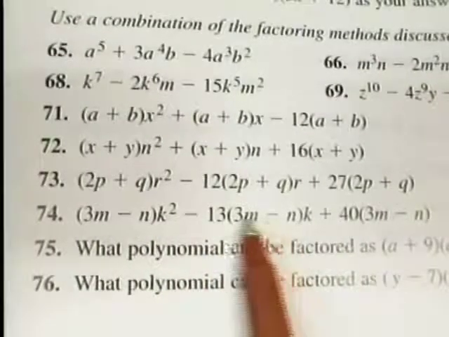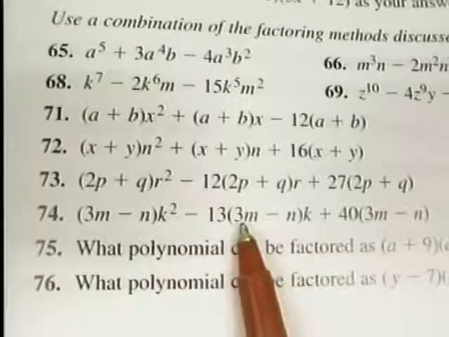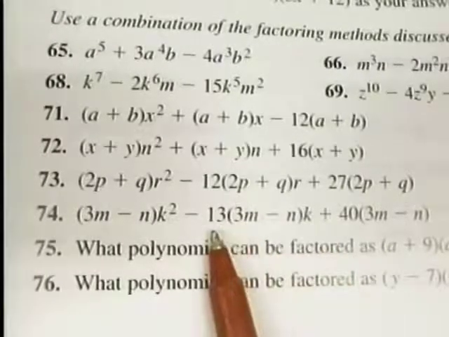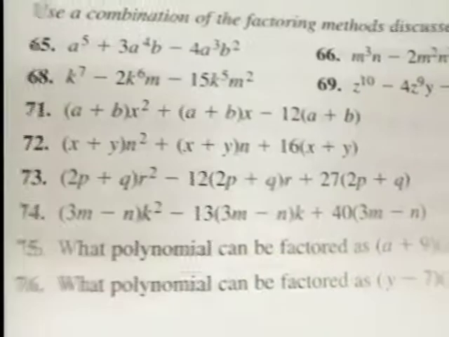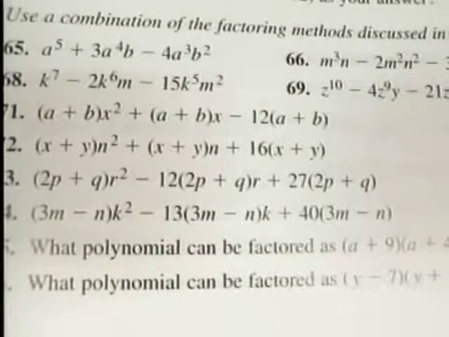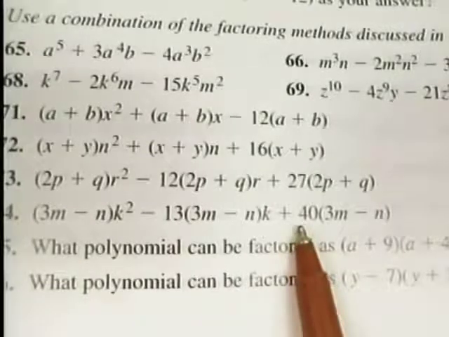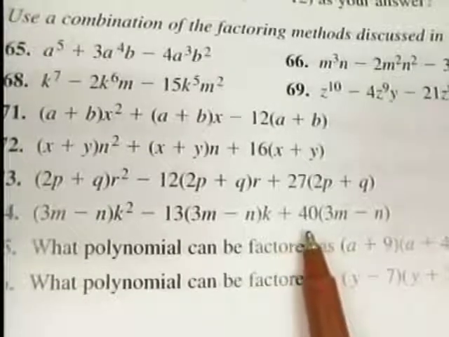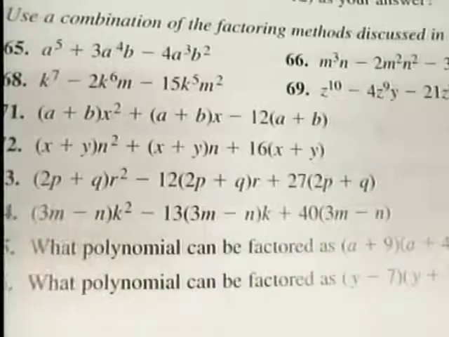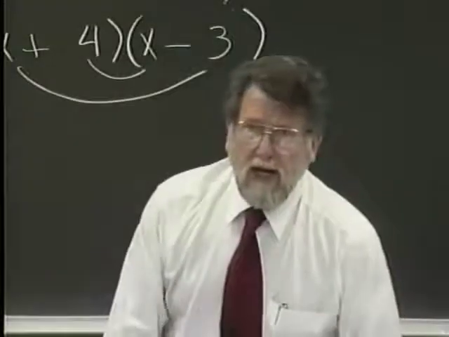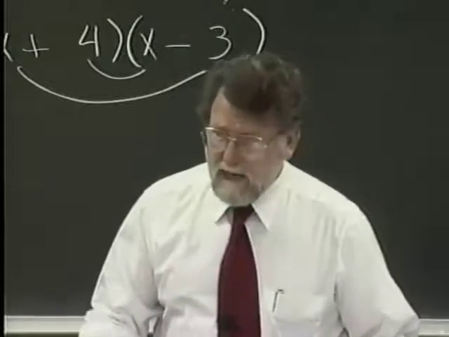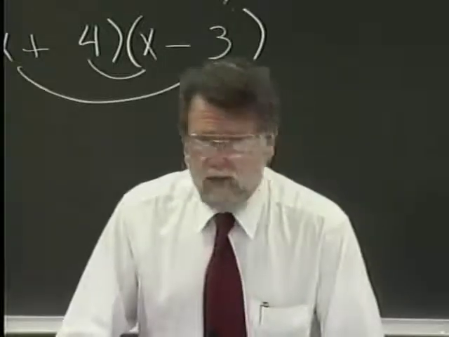This is an interesting one right here. I would have been inclined to put the k in front and say negative 13k times the quantity 3m minus n. Then the same issue as we come down to the 40. The 40 is in front because that's more common. And then, of course, once you do that, you're left with k squared minus 13k plus 40. And I hope you see the factors of 40 as 5 and 8, and you're taking a sum, so 5 and 8 give you 13, and you're there.